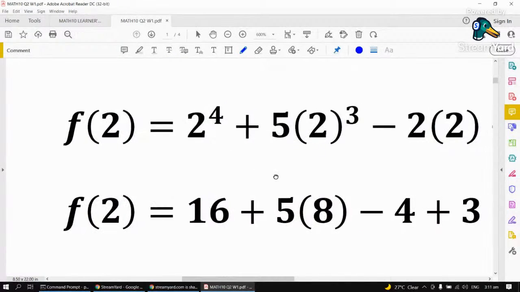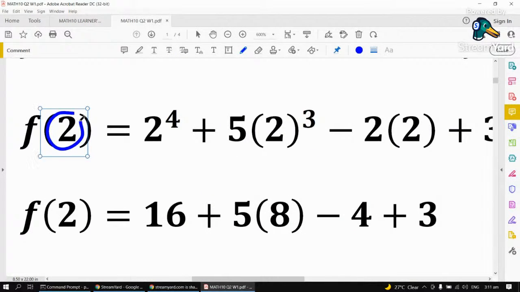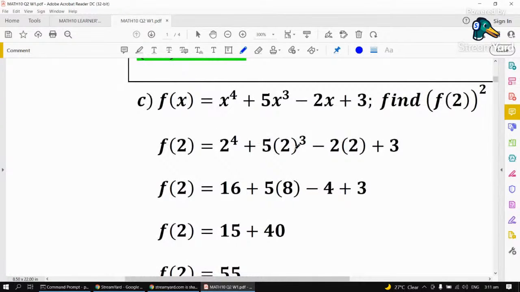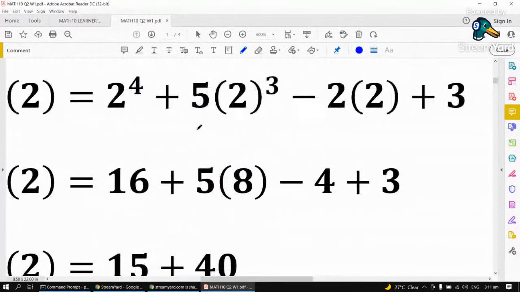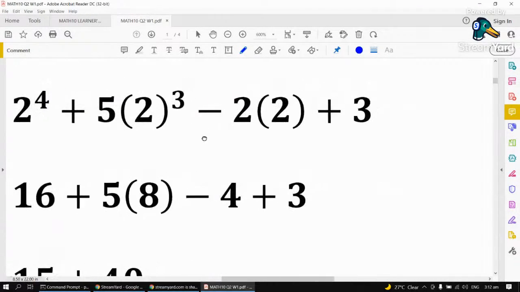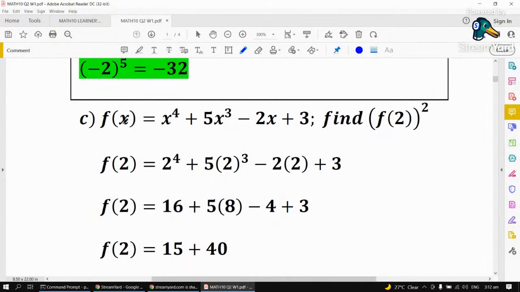So, f of 2, papalitan natin ang x ng 2. So, x to the 4th magiging 2 to the 4. Itong x cube na 'to magiging 2 cube. Itong x na 'to magiging times 2. Negative 2 x is negative 2 times 2.